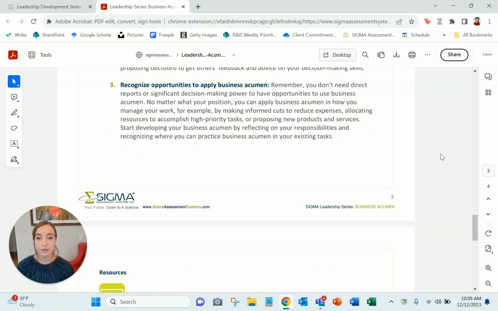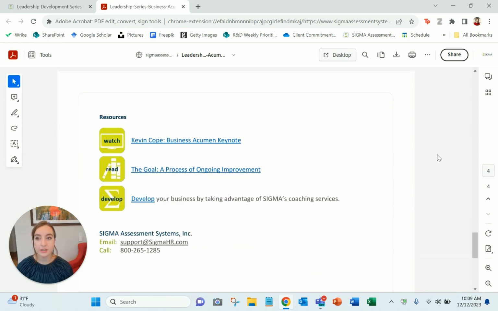If you want even further resources, we have an additional section down here where you can access further resources to develop the competency, in this case, business acumen. For example, you could watch the Business Acumen keynote by Kevin Cope or read The Goal, a process of ongoing improvement. Lastly, you could even take advantage of Sigma's coaching services to have one-on-one tailored support in developing this leadership competency.